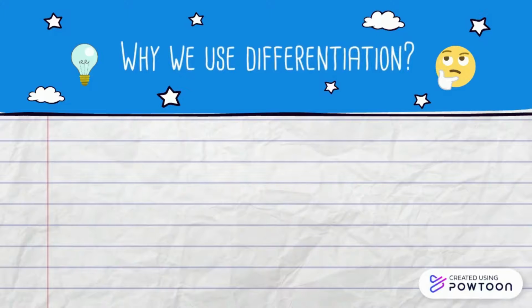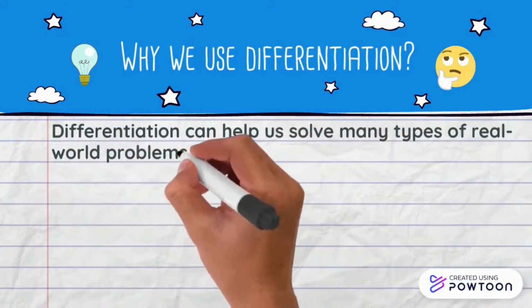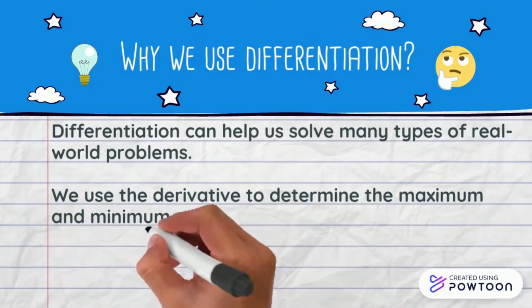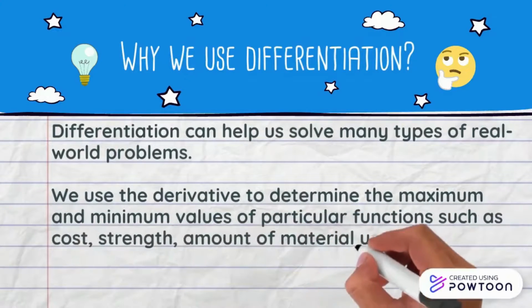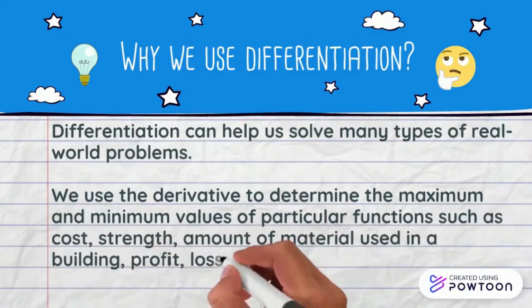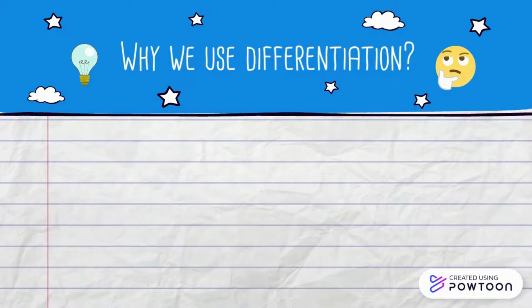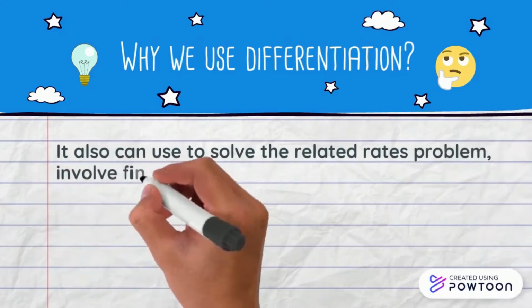Why use differentiation or derivative? Differentiation can help us solve many types of real-world problems. We use the derivative to determine the maximum and minimum values of particular functions such as cost, strength, amount of material used in a building, profit, loss, and many more. It can also be used to solve related rates problems.